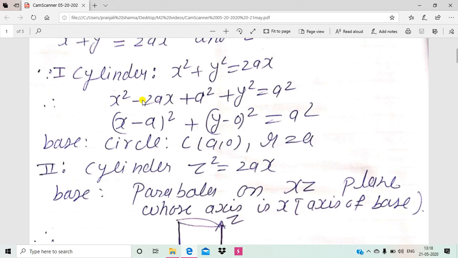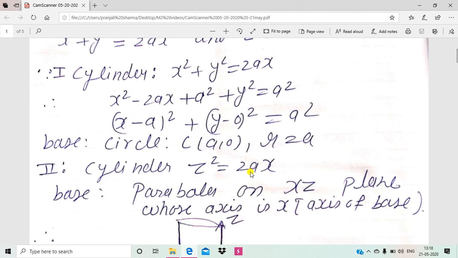By the first three terms, it can be written as x minus a whole square. Since it is x square plus a square minus 2ax, therefore it is x minus a whole square plus y minus 0 whole square is equal to a square, which is a circle on the xy plane whose center is (a, 0) and radius is a. So this cylinder is a circular cylinder whose base on the xy plane is a circle with center (a, 0) and radius a, and it has height from minus infinity to plus infinity. So this is a circular cylinder.